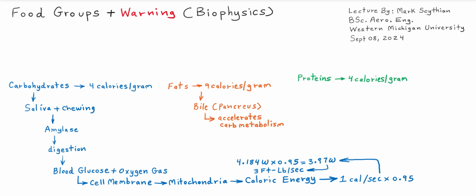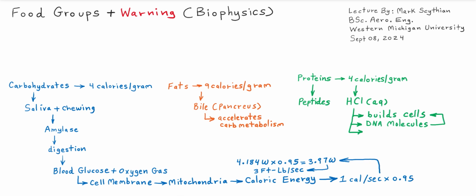Then we have the third of three food groups, proteins, 4 calories per gram, which yield into peptides after hydrochloric acid digestion in the stomach. So the purpose of the peptides, or the amino acids, is to build cells, DNA molecules, and stem cells.